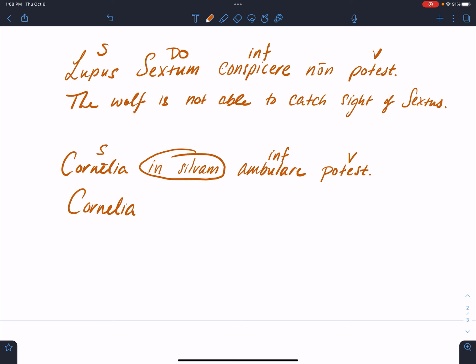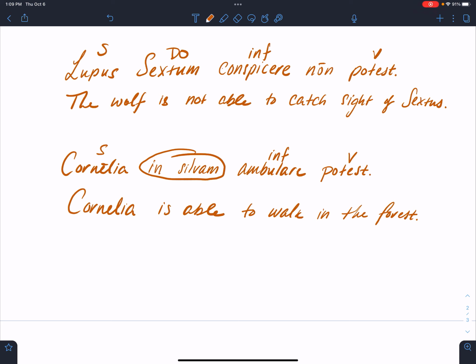Okay, so potest, Tim, what is potest? Is able to. Good. Now, ambulare, how am I going to translate that? To walk. Okay, where? In the woods. Good. In the forest. Fortunately, Cornelia did not get eaten by wolves. Fortunately, Sextus got devoured.